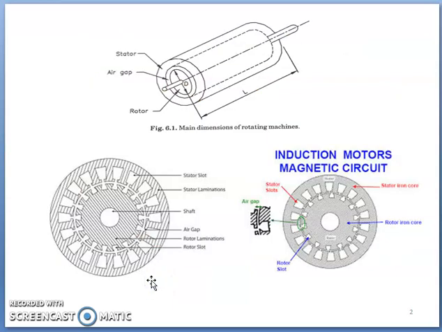See, what is air gap in induction motor? Air gap is merely clearance between stator and rotor. Though it is very small in length, it plays a very important role in induction motor, and its value affects so many performance parameters of induction motor.